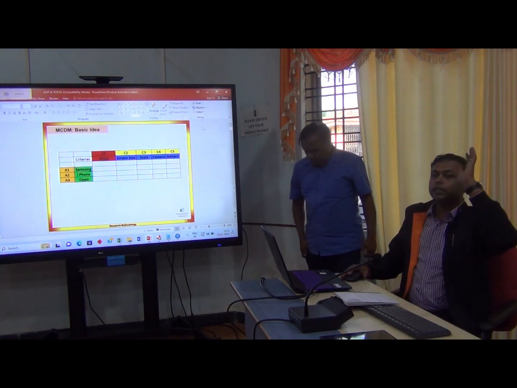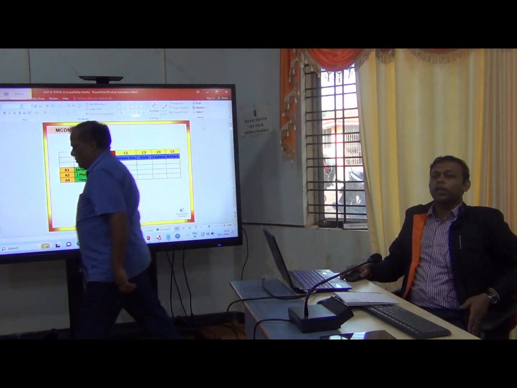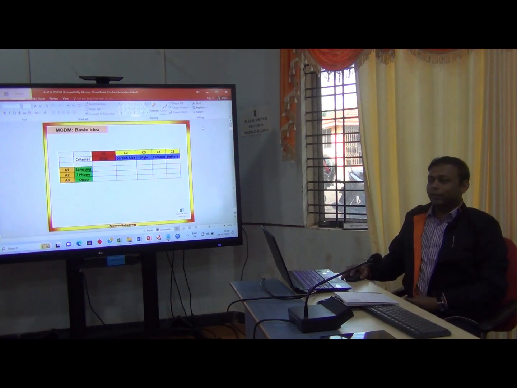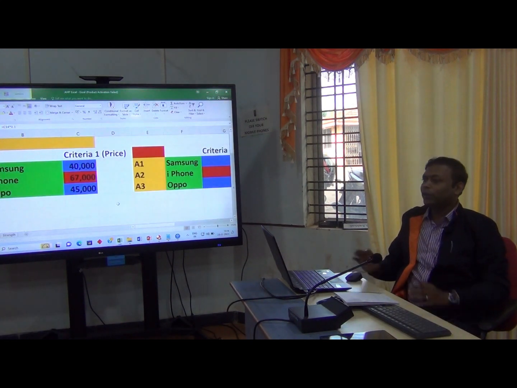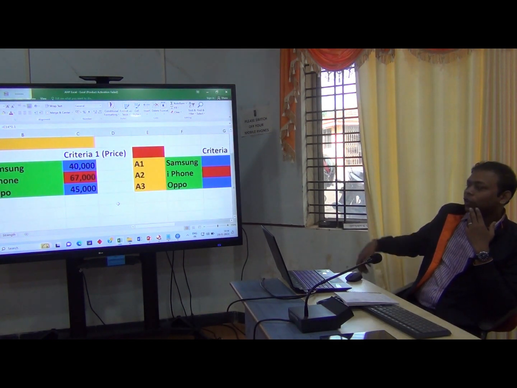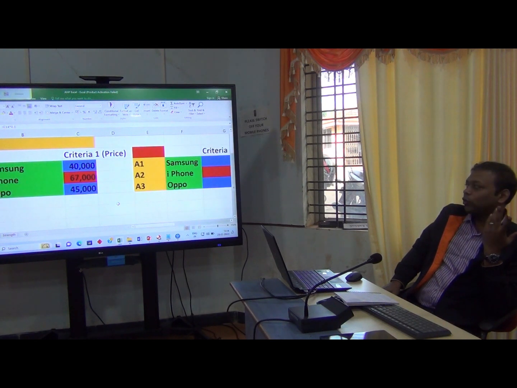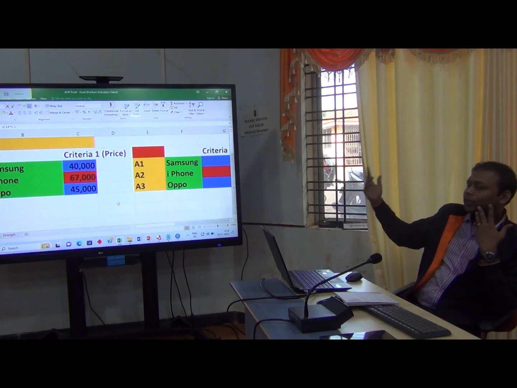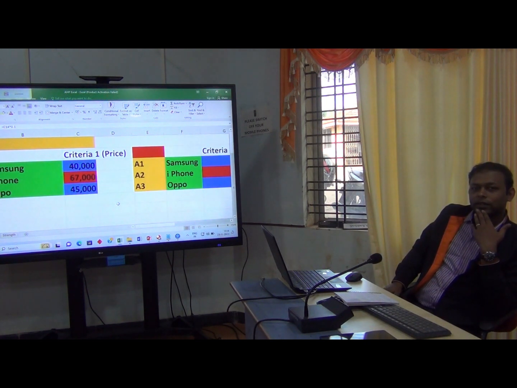Just think that you have to choose which mobile phone to buy. Let's look into the Excel. Now what is the first criteria generally you all look for? That is the price. Now you have maybe three choices: you want to choose between the Samsung, iPhone and the Oppo. The first criteria we generally look for is the price.